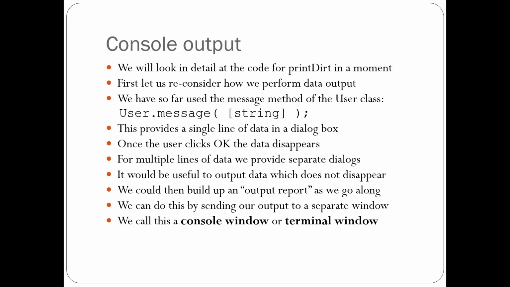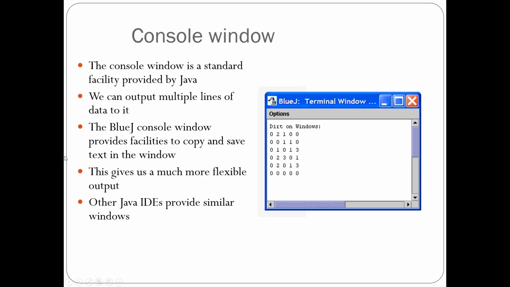What we need to do is basically build up, as I've mentioned here, something called an output report, so we can send the output to a separate window and look at it separate from the program itself, or a separate window like the user.message window. And we can do this in Java using something called the console window. Sometimes it's called the terminal window. There's an example of how it looks. This is what we're going to put into use today.